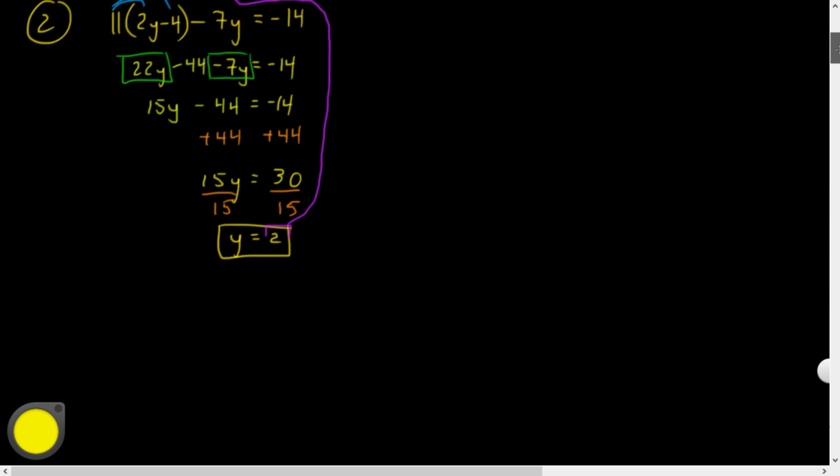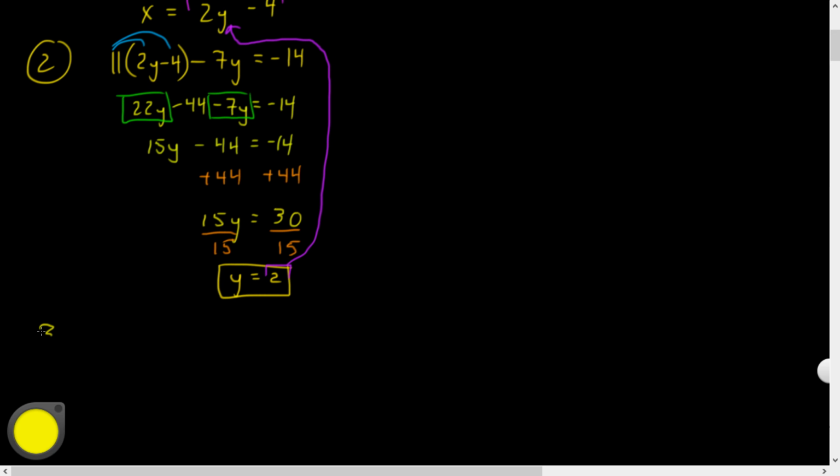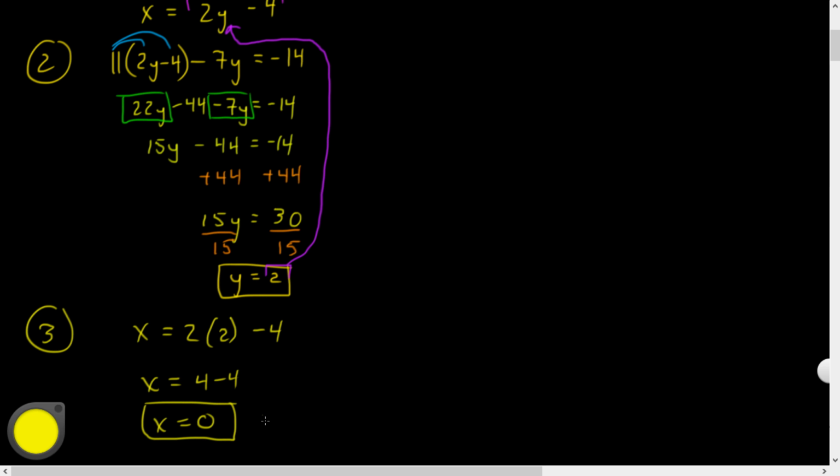There we are. So step 3 is substitute this into the revised equation, solve for the remaining variable. So x equals 2 times, and instead of y, I'm writing 2 minus 4. Ooh, 4 minus 4. X is 0. So my solution is then the ordered pair x comma y, so 0 comma 2. And that would be the intersection of those two lines if I was to graph them.